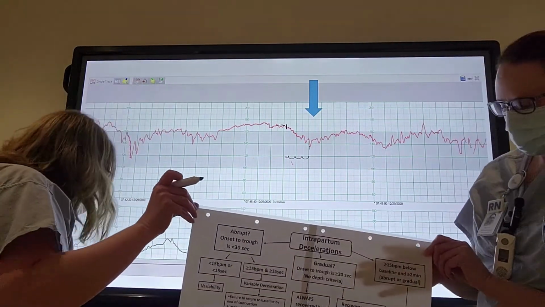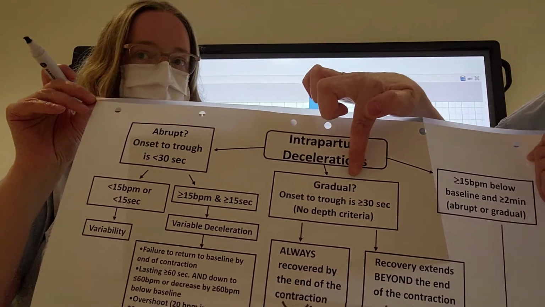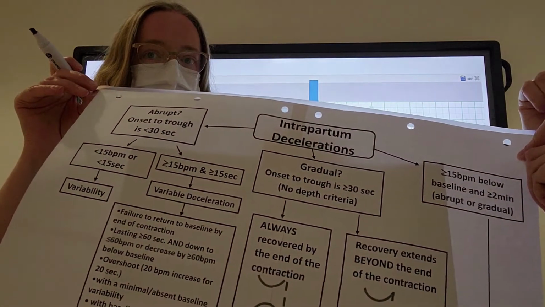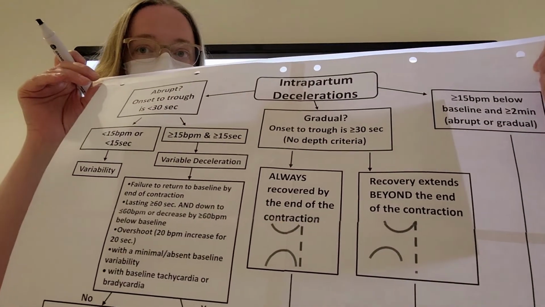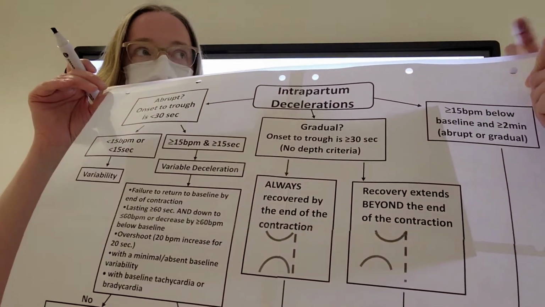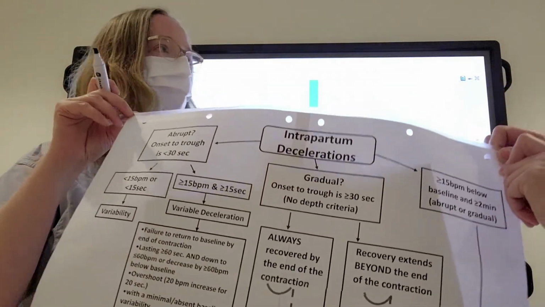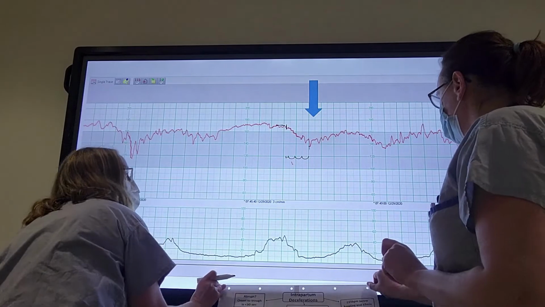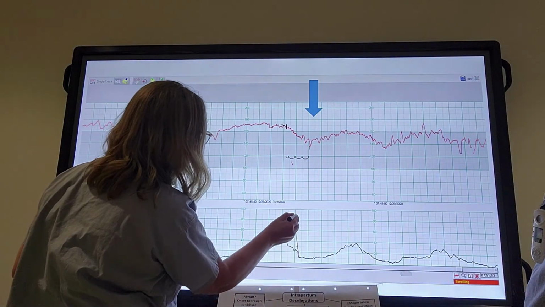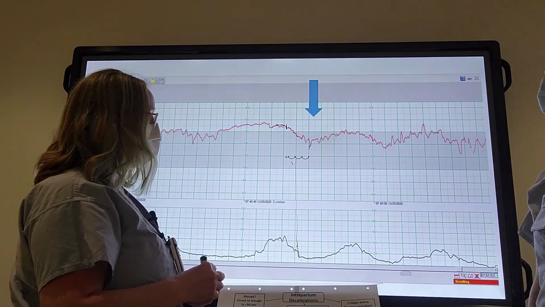So when we look on our chart, 35 seconds to reach the trough means it's gradual. And that also means that I don't need any depth criteria. All I need to see is that it moves from the baseline. It doesn't have to drop by any specific amount. So then I know it's either early or late. Now I'm going to look to the end of the contraction. Here. Is this decel recovered by the end of the contraction? No, it is not. So that means this decel is late.